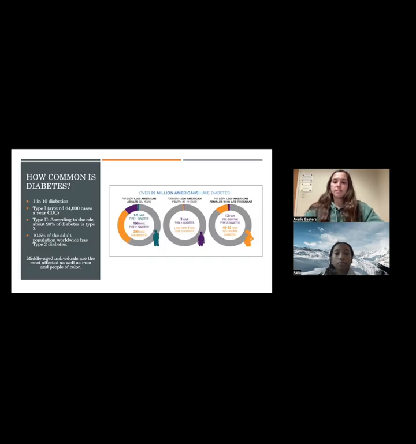So, diabetes is a very common disease. Over 29 million Americans deal with diabetes. Type 2 is more common than type 1, and 10.5% of the adult population worldwide have type 2 diabetes. And the most common individuals who contract or have diabetes are middle aged individuals, as well as men and people of color.